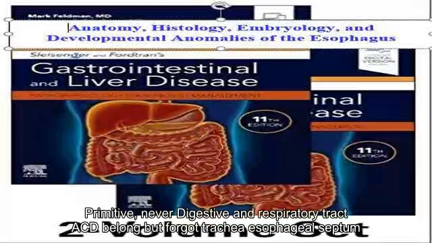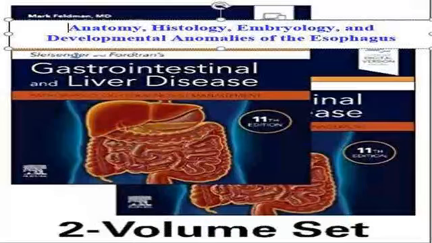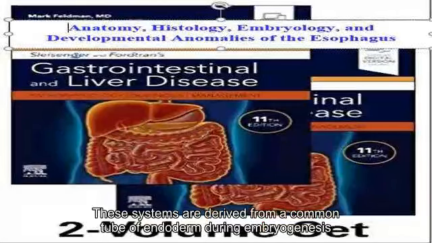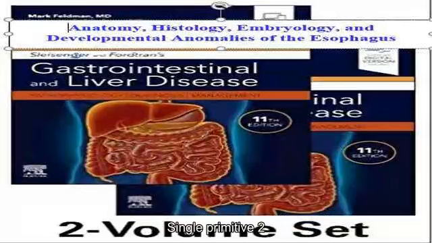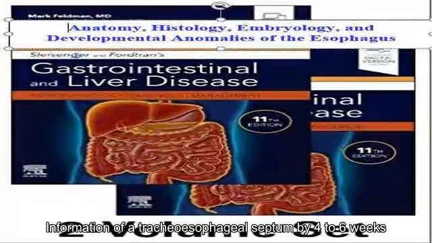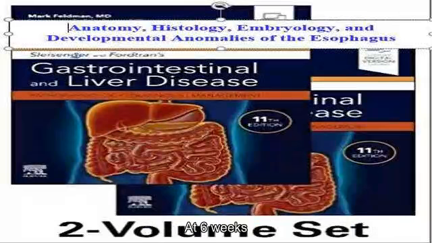Primitive common upper digestive and respiratory tract: lung bud, foregut, tracheoesophageal septum, trachea, bronchial bud, lung, esophagus, stomach. Fig. 43.6 Developmental stages in the formation of separate respiratory and digestive systems. These systems are derived from a common tube of endoderm during embryogenesis. A. Single primitive tube. B. Formation of a lung bud in the 4th week. C. Elongation of the dorsal tube, primitive foregut, and lung bud and formation of a tracheoesophageal septum by 4 to 6 weeks. D. Separation of the primitive foregut from the tracheobronchial tree at 6 weeks.